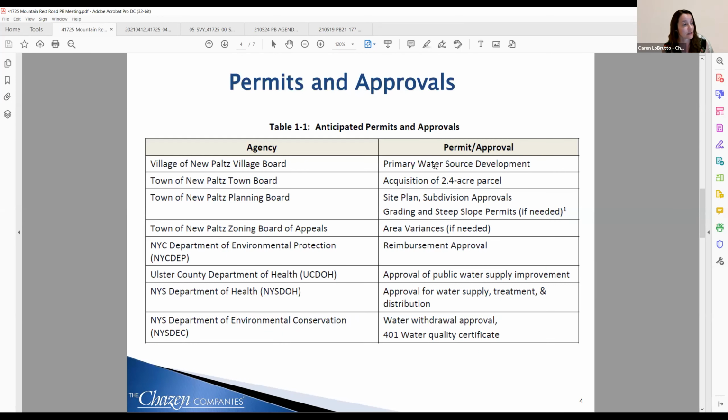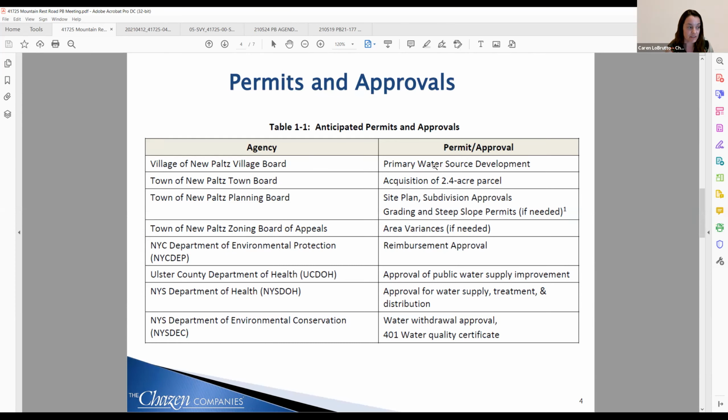Here's a list of the other permits and approvals that are required. As you are probably already aware, the Village of New Paltz is the lead agency for the SEQR review of this project. Other permits and approvals include the reimbursement approval to be reimbursed by the New York City Department of Environmental Protection.